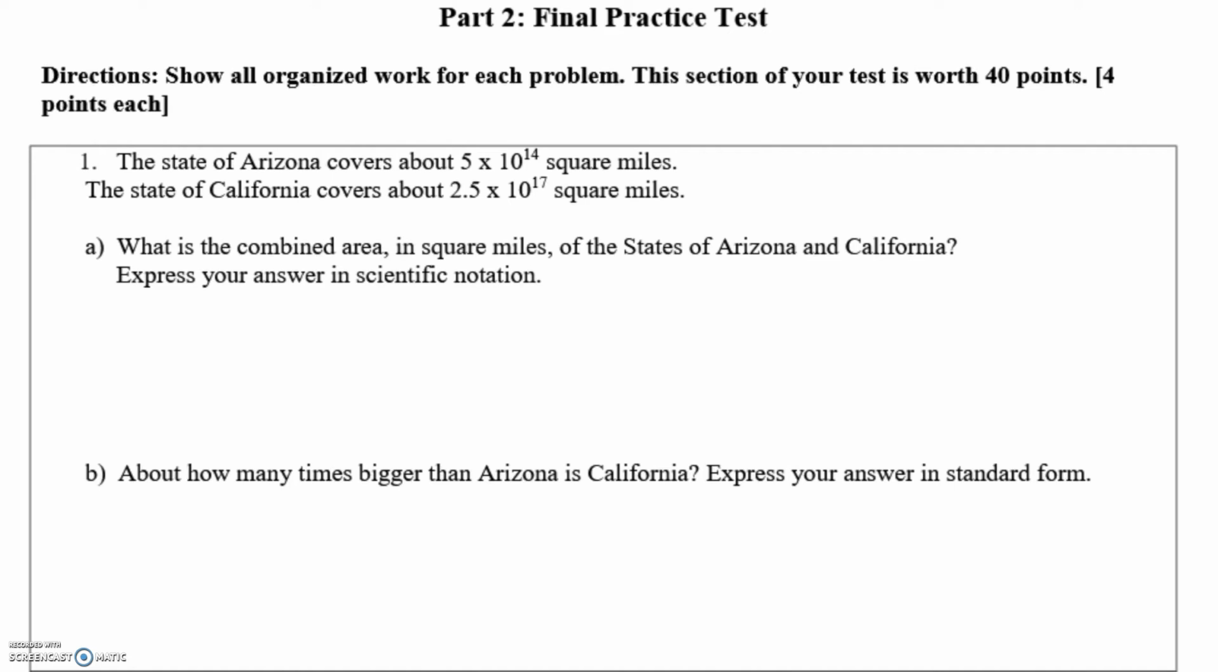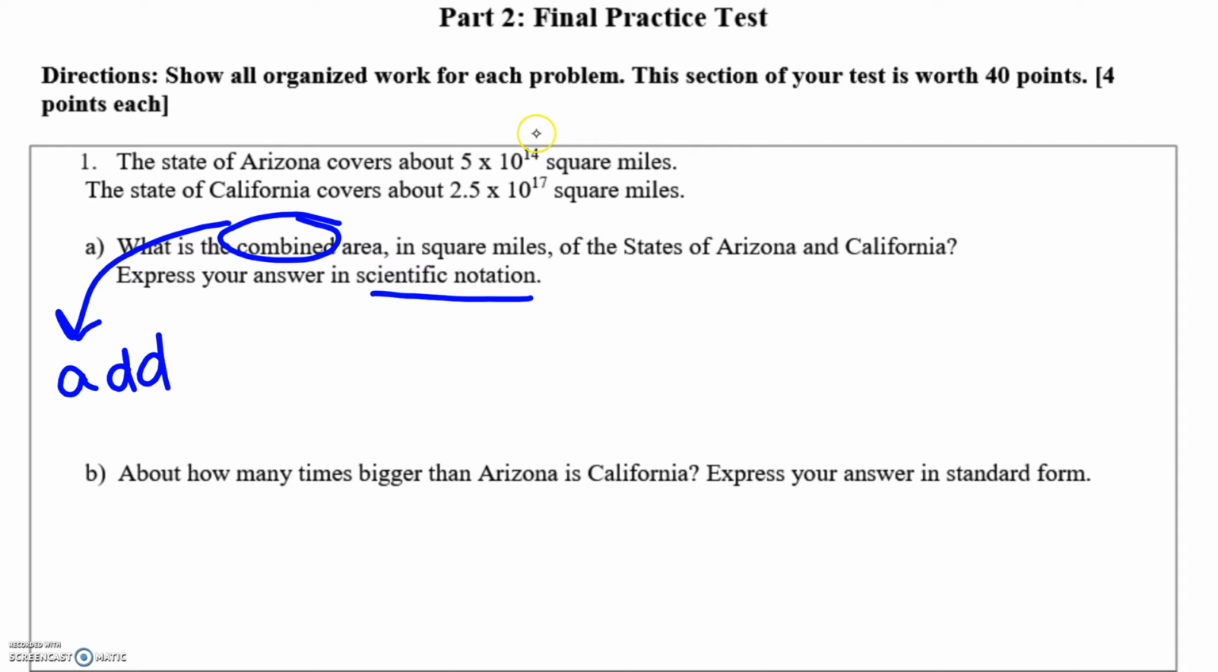Hey guys, today in this video we're just going to go over the part 2's of your practice final test. So for question 1 it says the state of Arizona covers about 5 times 10 to the 14th square miles and the state of California covers about 2.5 times 10 to the 17th square miles. We want to know what is the combined area in square miles of both Arizona and California, and we want it in scientific notation. So combined we have to think add.